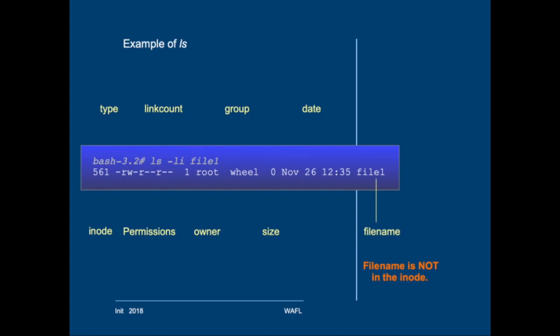As I said before, the file name is not in the inode. This is the only entry that you see here which is not part of the inode itself. It is in a directory data block. So there's a file name that references an inode. And if you'd have more file names, your link count would increase. So let's do a quick demo on that.